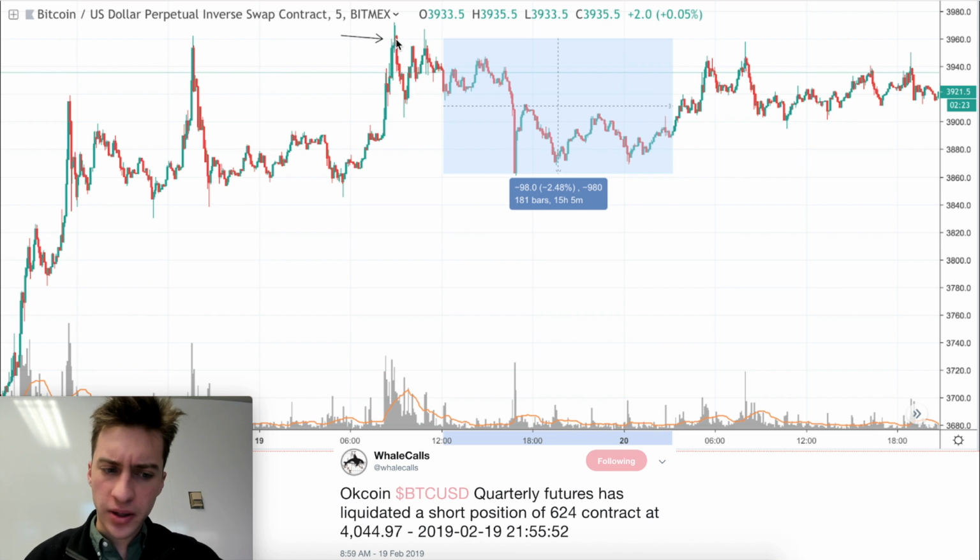So this, again, would have been a great spot to just short. Here we see liquidations occurring, we short. Here we see liquidations occurring, we short. And both would have worked out pretty well.